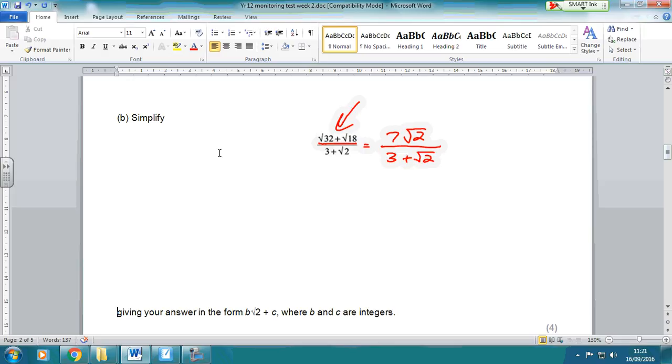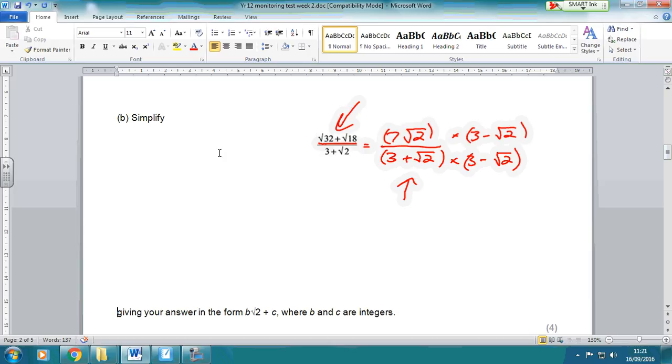Now, if ever we've got a square root on the bottom, it's considered bad form in math, so we've got to get rid of anything that's got the square root on the bottom. And the way we do that is we multiply by the conjugate. Now, this was in your class notes. So what we need to do is times top and bottom by 3 minus the square root of 2. So once we've done that, that's our first mark.